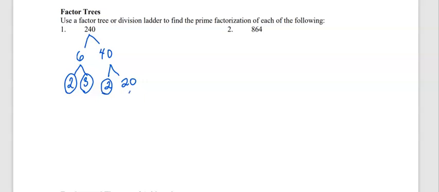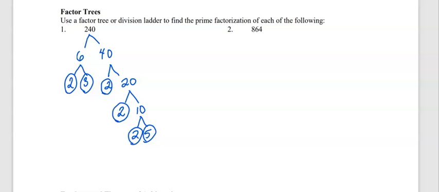2 is a prime. 20, you can do 4 and 5 or 2 and 10. It doesn't matter. I'm going to go 2 and 10. And then 10 is 2 times 5. And this is probably a process that you've all already done before. But when you finish, I look at all the numbers that I have that are circled, and collectively multiplied back together, these would get us back to 240. This is the prime factorization of 240.